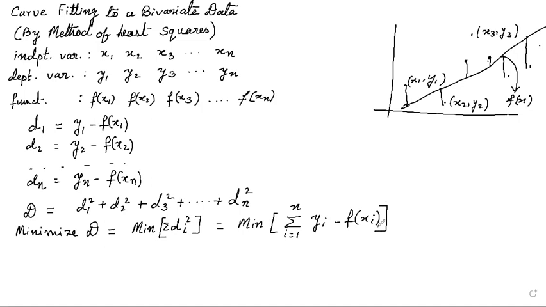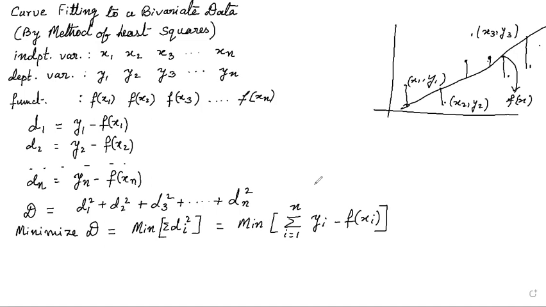So f(xi) is the curve. So this is the target. This is how we are going to obtain the best fitted curve among the scattered points, whichever is given to you in a bivariate data. Now we need to think about the curve.